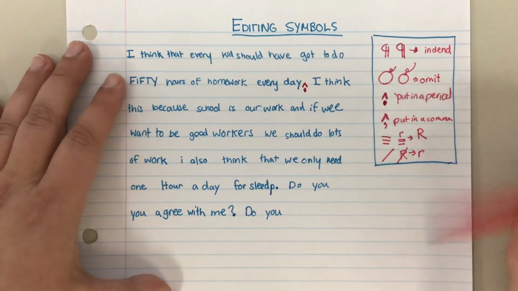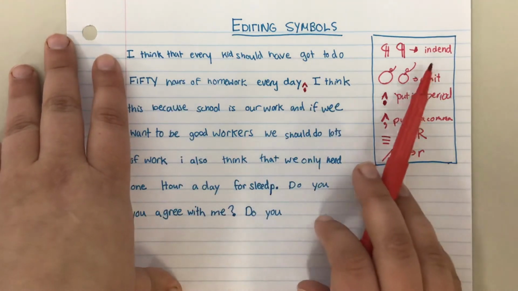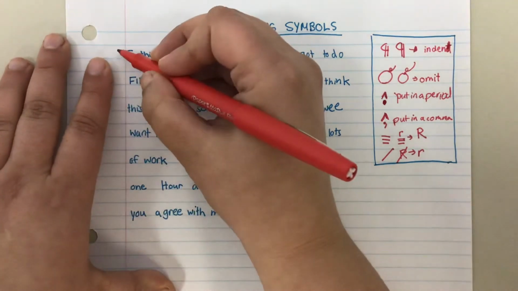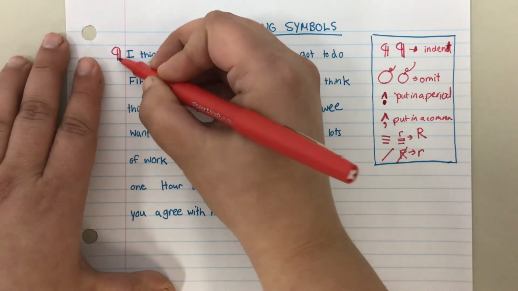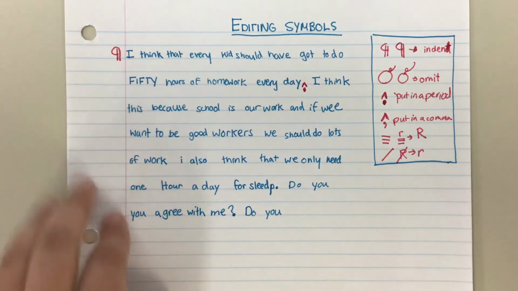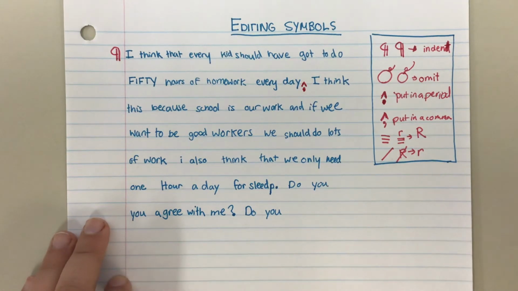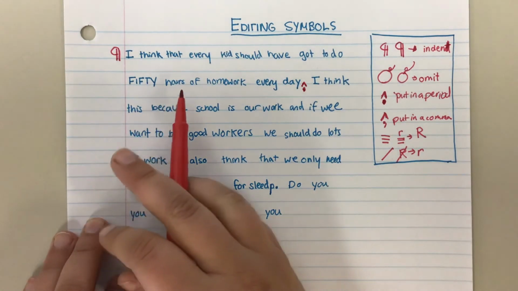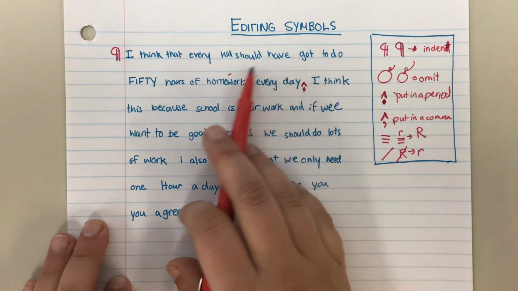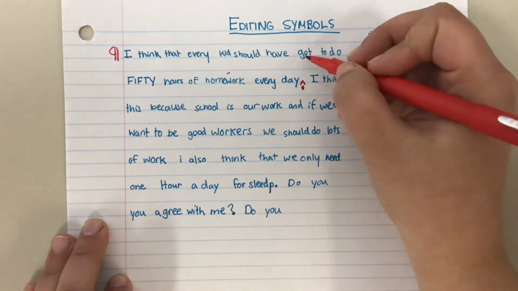There we go. Also, this is the beginning of our paragraph, so I think we have to put that we need to indent. That should be a T. So let's put one of those C's with the 2 lines like a backwards P, showing that we need to indent this paragraph. And then let's just read it a few more times. I feel like there's more things we have to fix. I think that every kid should have got to do 50 hours. Sounds like there's too many words there. I think we can take out this got.